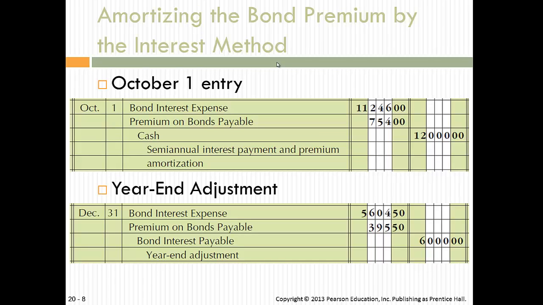Now we have our journal entries. We use the same amounts from the amortization schedule to journalize the entry, so we have a debit to interest expense of $11,246, debit to premium on bond payable of $754, and a credit to cash for $12,000. The year-end adjusting entries consist of half of these amounts because we're accounting for 3 months instead of 6.